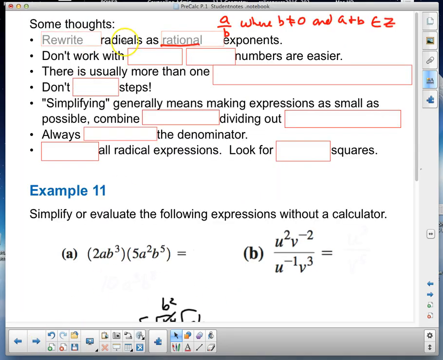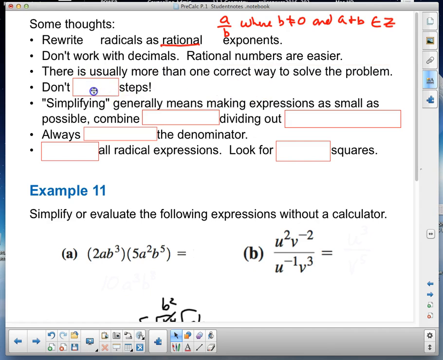Now some thoughts. Rewrite radicals as rational exponents, so a becomes rational, a over b, where b is not equal to 0, and a and b are contained in Z. Don't work with decimals. Rational numbers are easier, so don't multiply them out. Work with the fractions as we go through. There is usually more than one correct way to solve the problems. Don't skip steps. Just because you start and then you finish doesn't mean ta-da, you're done. Make sure you step through and you can logically show what happened at each step.